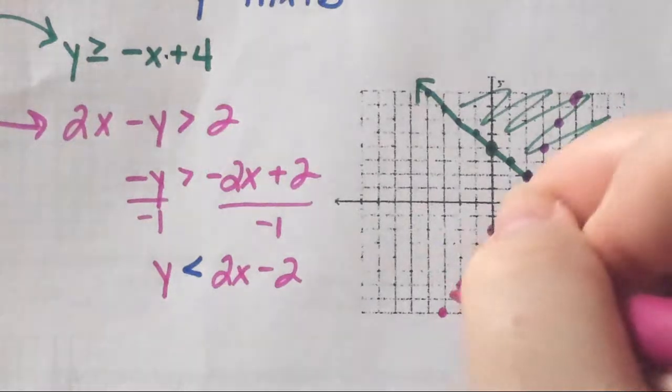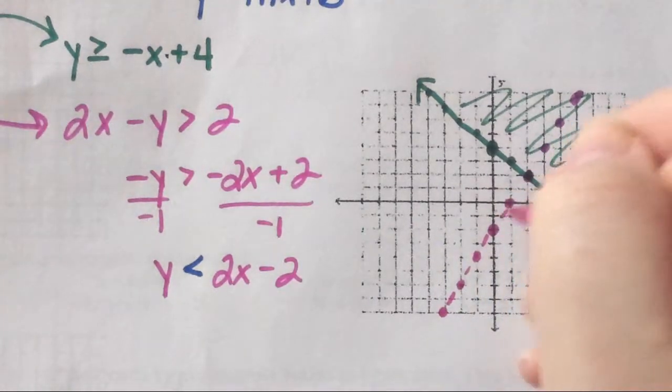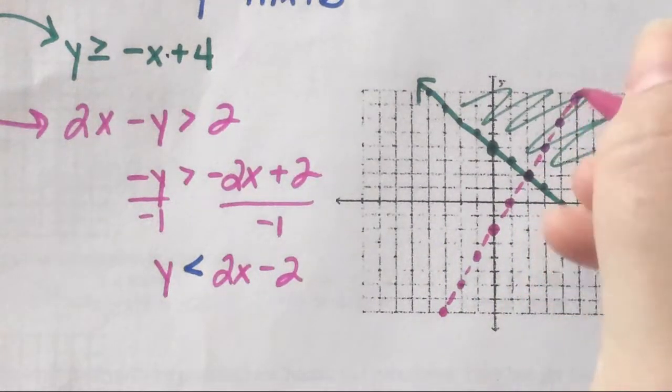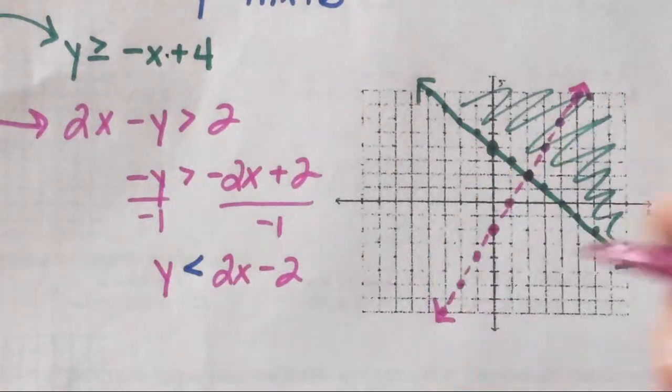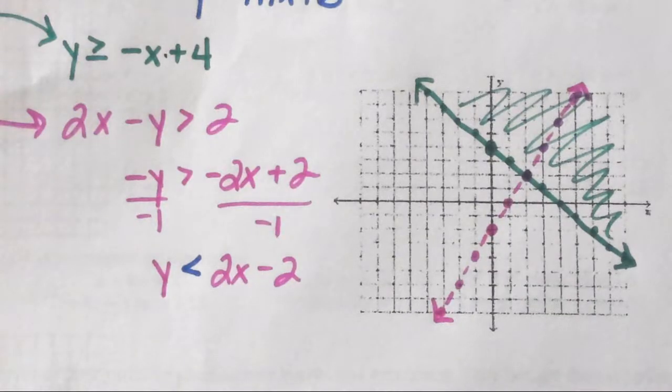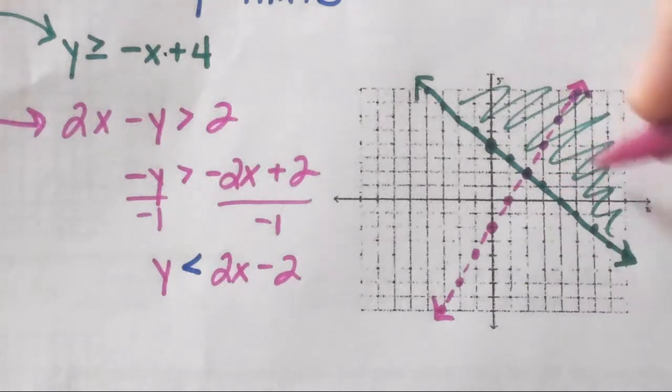It's just a less than, so I don't get to use a solid line. It's got to be a dotted one. And since it is less than, I want to shade below my line. So below this line would be over here.